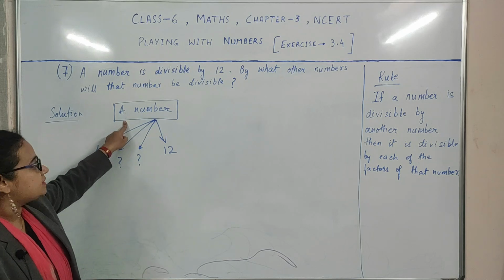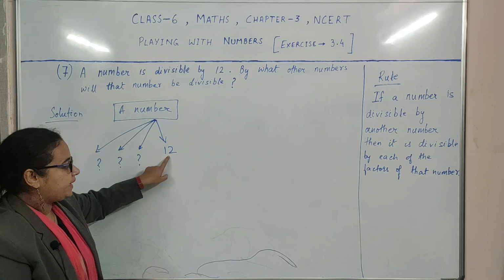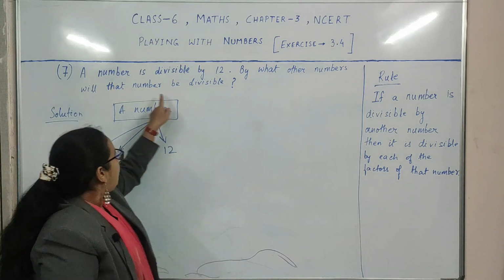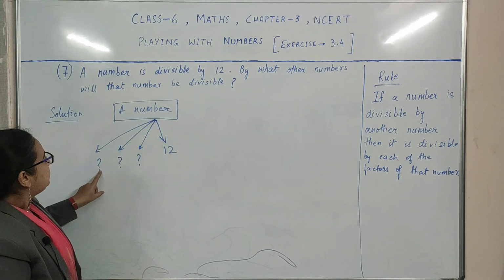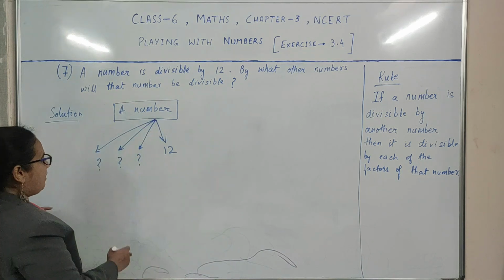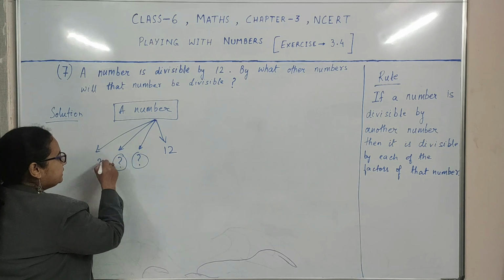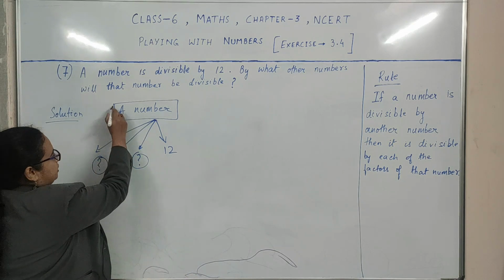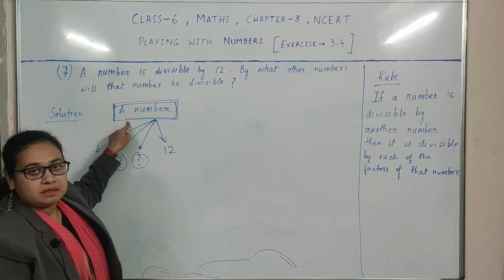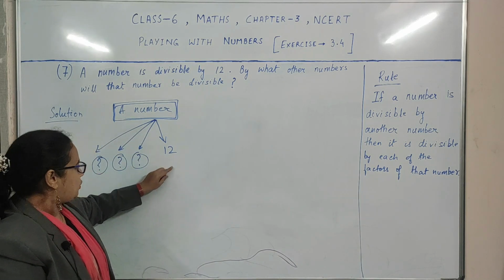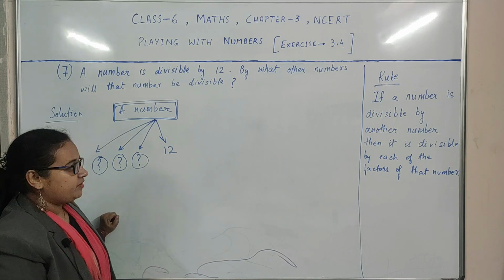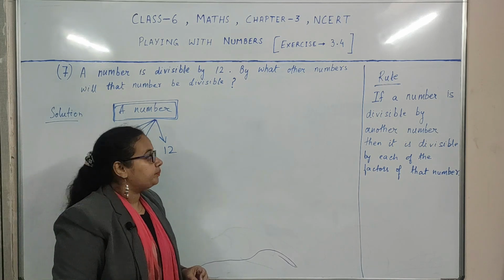But in the question it is given that this number is divisible by 12. So they are asking by what other numbers that number will be divisible. So we have to find these other numbers. We already know that this number is divisible by 12. So how to do this?